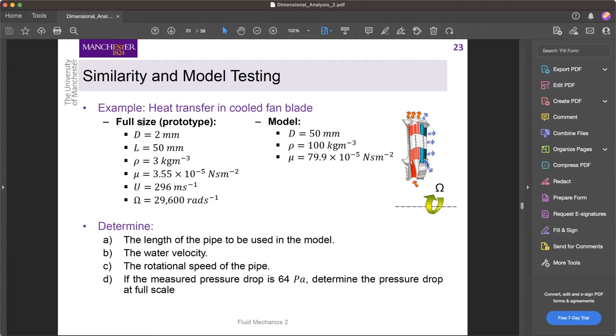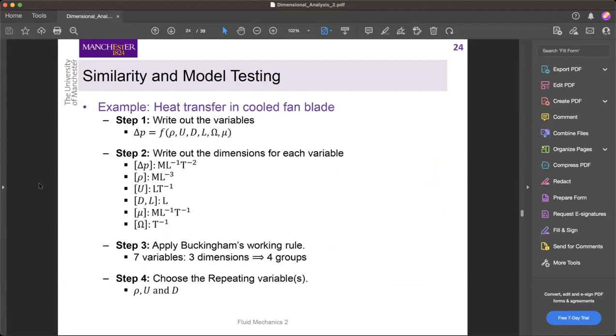We know that the diameter of the prototype is 2 millimeters. The diameter of the model you want to build is 50 millimeters. The prototype is working with a certain fluid of density 3 kilograms per meter cubed. You will use in your room another fluid of density 100 kilograms per meter cubed. And the viscosity of the fluid is different as well. You want to estimate the remaining quantities, which will be the length of the model, the velocity, and the rotational speed of the model. So you play the usual game.